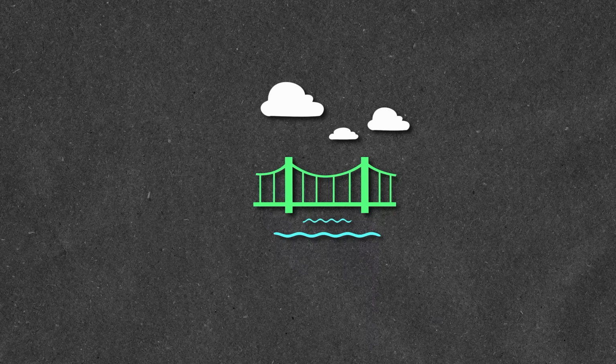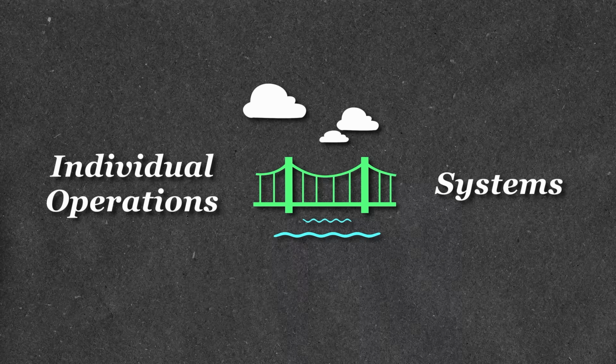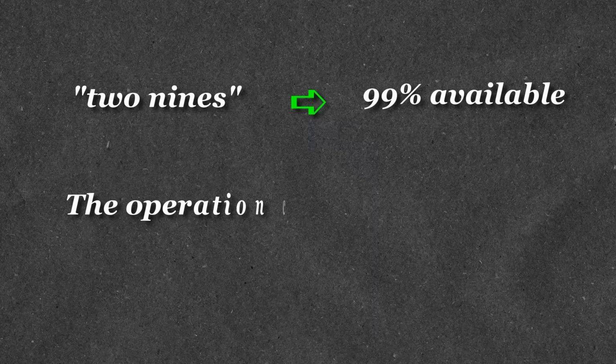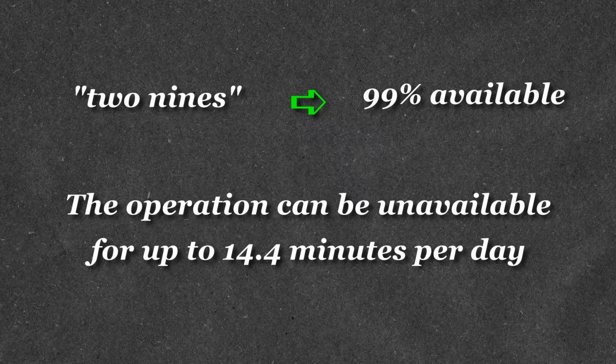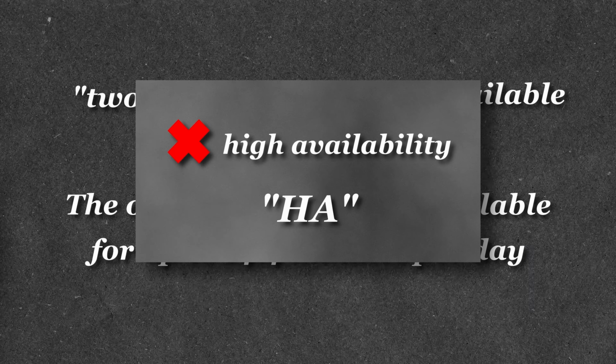To start bridging the gap between individual operations and systems, let's look at two of the most important architectural considerations at a systems level: availability and consistency. The availability of a software operation is typically measured by a percentage and counted in nines. So, for instance, 2 nines means that an operation is 99% available. In real terms, this means that the operation can be unavailable for up to 14.4 minutes per day. So it'd certainly not be high availability, or HA for short. But this type of downtime was pretty common in legacy systems that required downtime to perform maintenance.